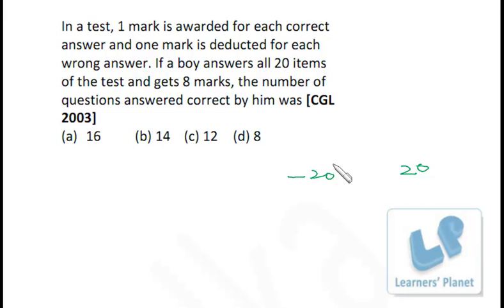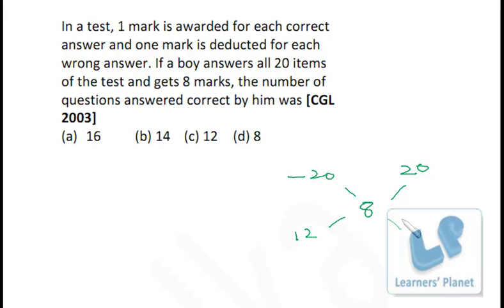There is no skipping issue or 0 marking. Now actually he has got 8 marks, so that will be somewhere in between. Okay, now 20 minus 8 is 12, and 8 minus minus 20, that is 28.